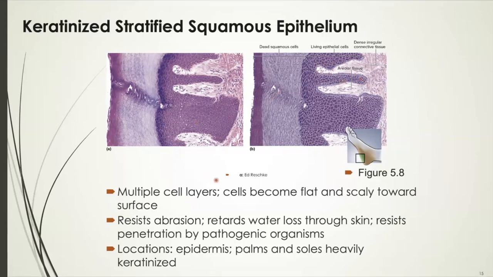What would be the purpose? The big purpose, resisting abrasions. That's huge because the feet are going to need to resist abrasions because they take so much when you're walking and everything. It's protective. How else does it protect? It is going to slow water loss through the skin. Also resist penetration by pathogenic organisms. And so, like I said, where they're located in the epidermis, specifically the palms and the soles of the feet, are very heavily keratinized.